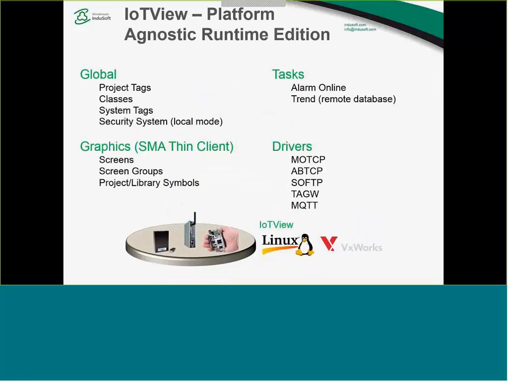So what are the features that we currently support on this first release of the IoTView platform? For those of you familiar with our development environment, I broke the items down just like the tabs in our development environment. Under Global, we have project tags, classes, system tags, and the security system. So pretty much we support everything as classes, so you can create the classes mimicking your project, create the tags, and use the existing security system in local mode.